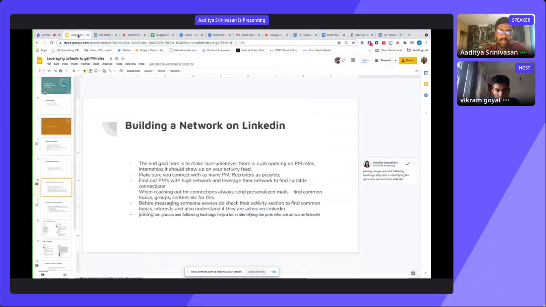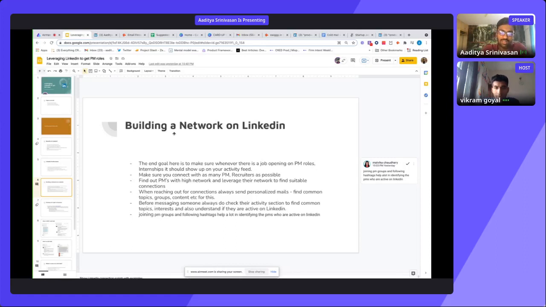The other important thing is that before messaging someone, you should always check their activity on LinkedIn. Why do I say that? Suppose they like some post on product management. You can figure out what their topics and interests are, so you can find common ground. The second thing is, if they're active on LinkedIn. Suppose they haven't been on LinkedIn for the last 1 week or 2 weeks, you can check it in their activity feed, so you know that it might not be feasible to reach out to that person.